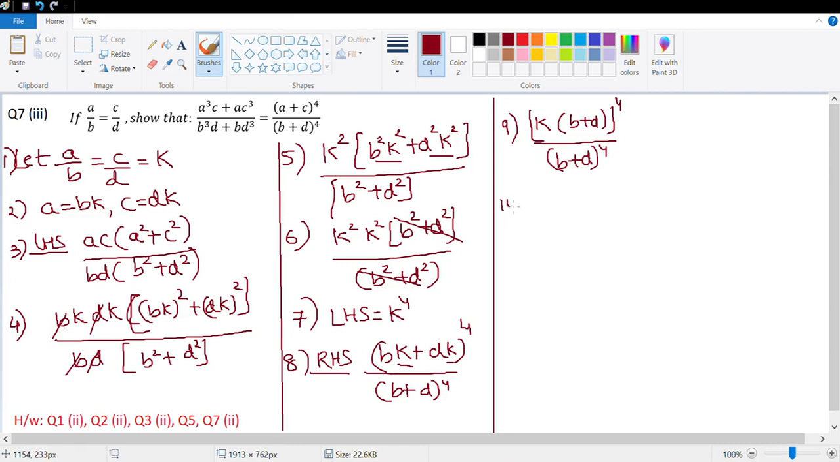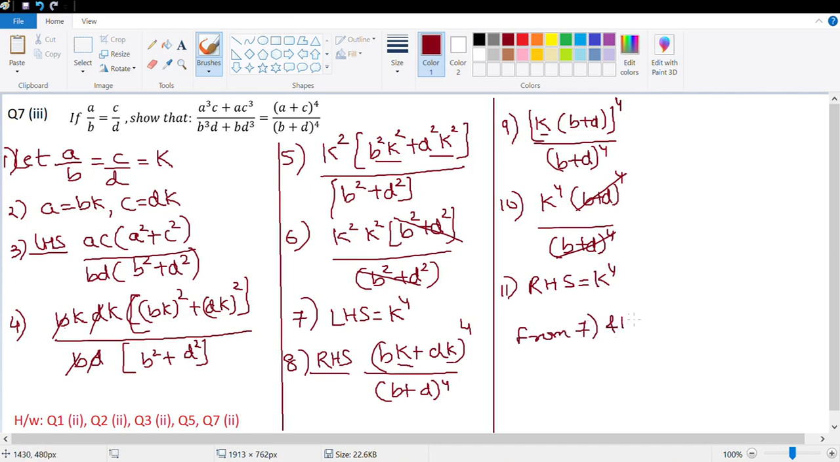Next, let's open this. So this will become k to the power 4 multiplied with b plus d to the power 4 divided by b plus d to the power 4. B plus d to the power 4 and b plus d to the power 4 get cancelled, which means right hand side is also equal to k to the power 4. So from step number 7 and step number 11, we get left hand side is equal to right hand side is equal to k to the power 4, hence proved.